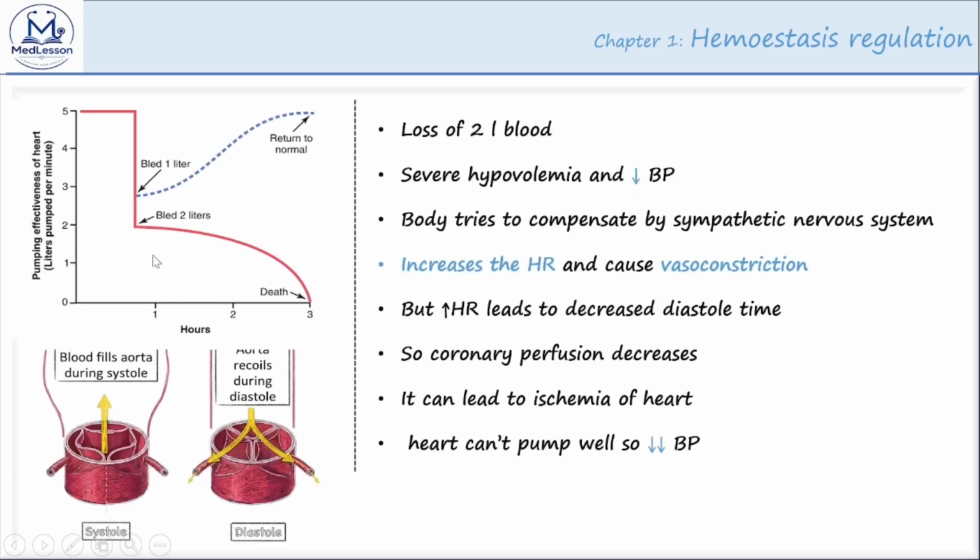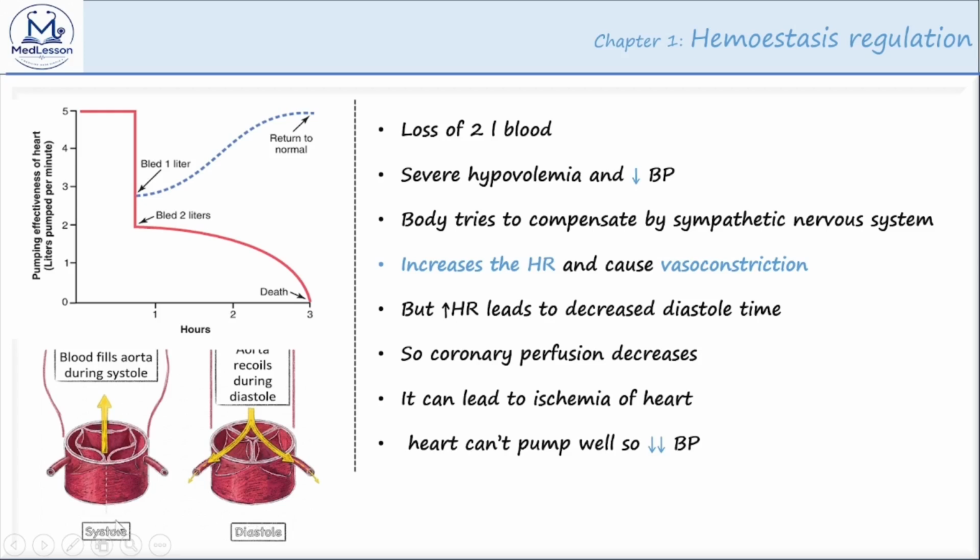And in this picture, this is the same picture, we will see what happens if someone loses 2 liters of the blood. As you can see in the graph, this person will die. Before discussing this part, let's have a look in this picture here. It shows the cardiac cycle. Heart has systole phase and diastole phase. In systole, it's the time that heart contracts, and diastole is the time when heart relaxes.